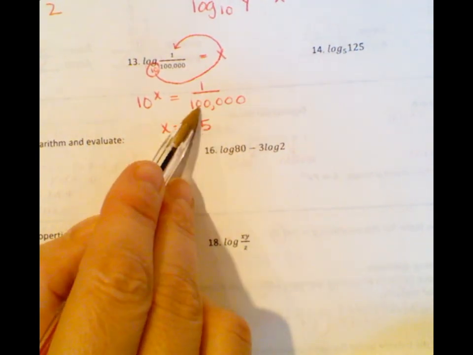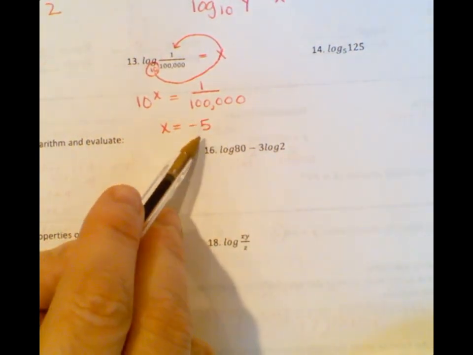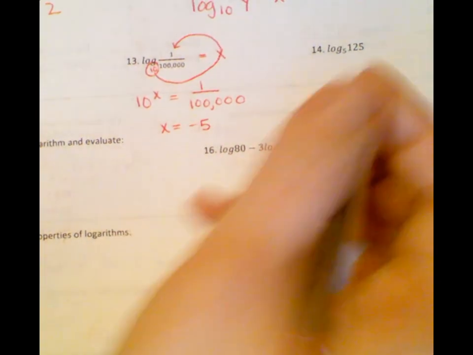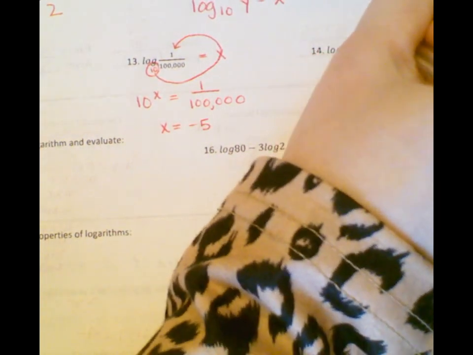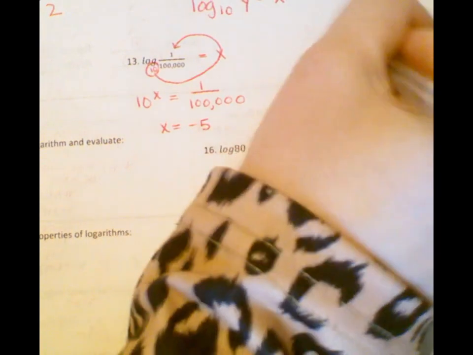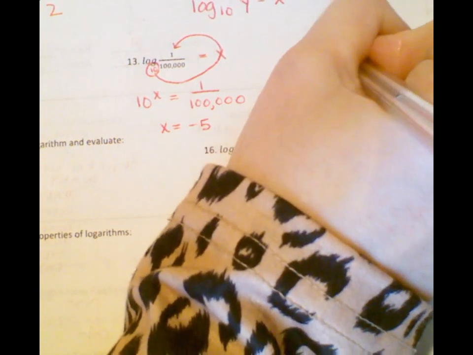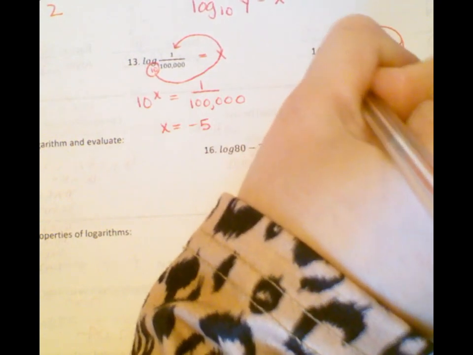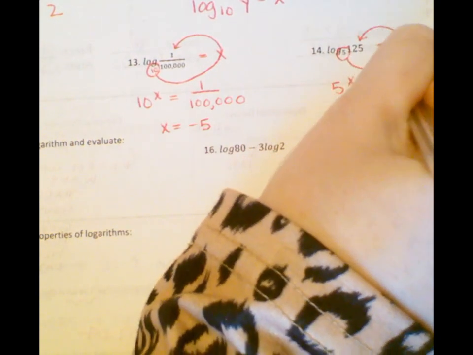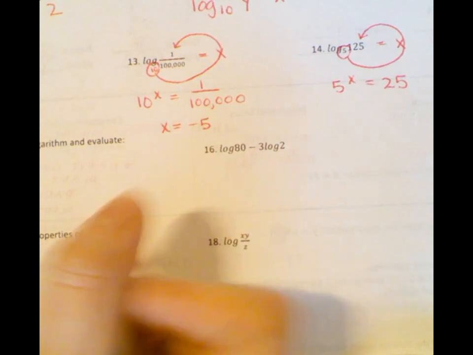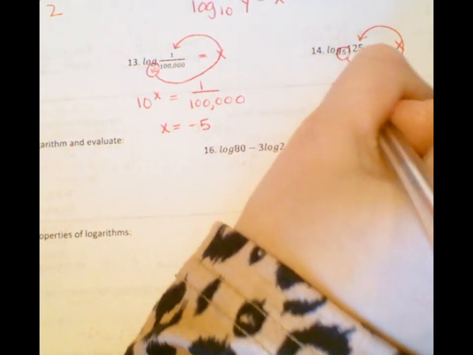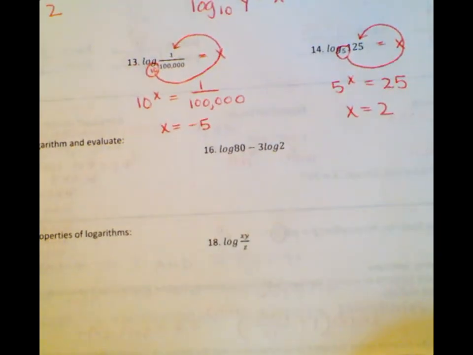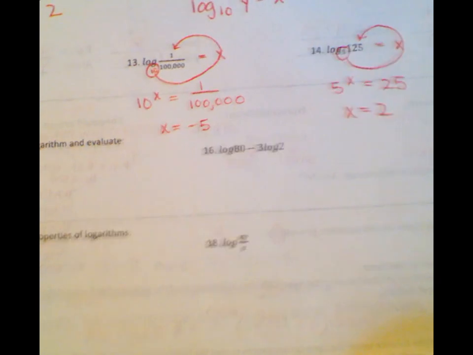See how it has 5 zeros? That's how we got 5 here, okay? All right, again, I'm going to set it to the variable. I'm going to circle the base, which is a 5 this time, and swoop it around. So 5 to the x equals 25. Well, 5 to the what is 25? Yeah, 2. 5 squared is 25. All right, so those are those.